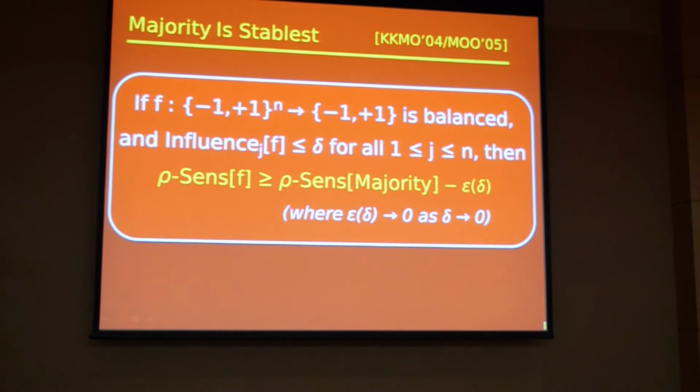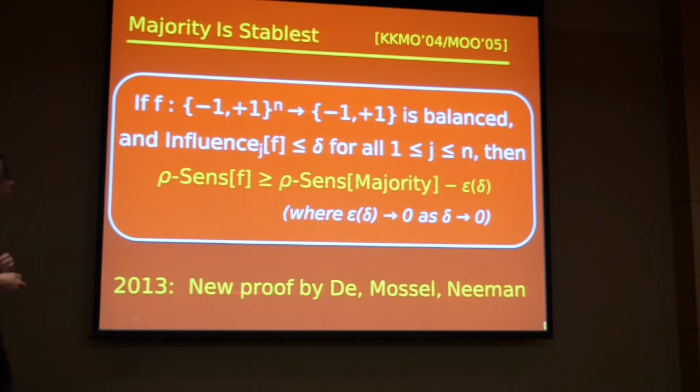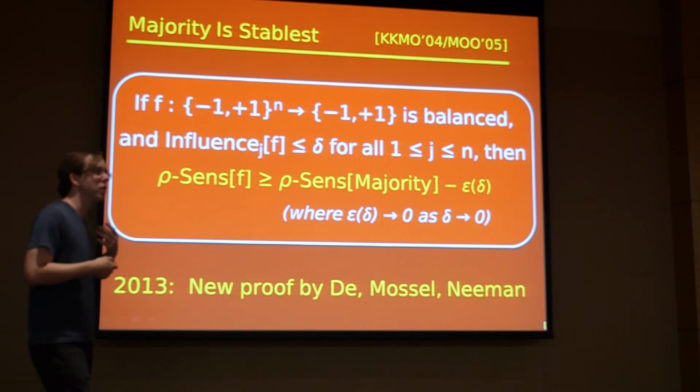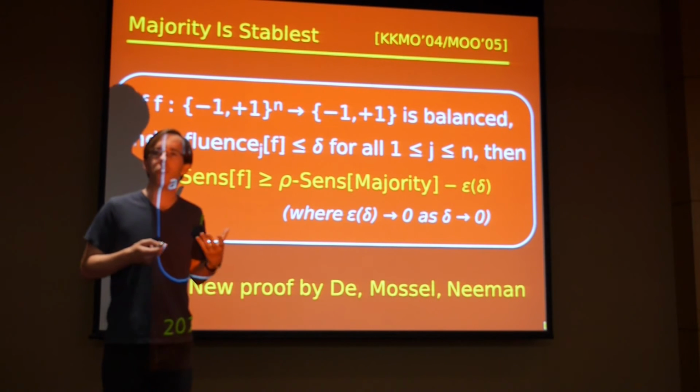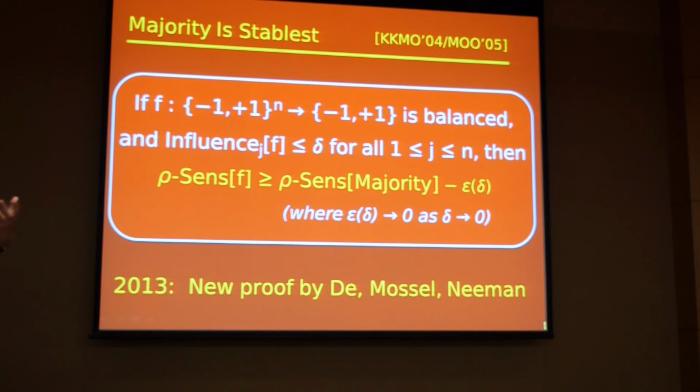Okay. So this is the Majority Is Stablest Theorem. It's from about 10 years ago now, and you might be wondering, why am I telling you this thing that's like a decade old? Well, one reason is that there's a very beautiful new proof of it from just last year by Day, Mossel, and Neeman. And I'll talk a little bit about it at the end of the talk. And we'll in fact see that it's not just aesthetically pleasing that there's a new proof. It's actually important mathematically to have a different kind of proof of this theorem than the original proof.